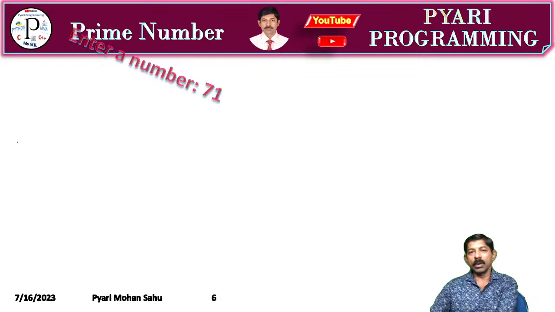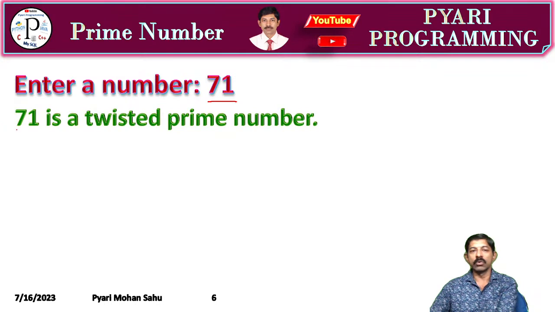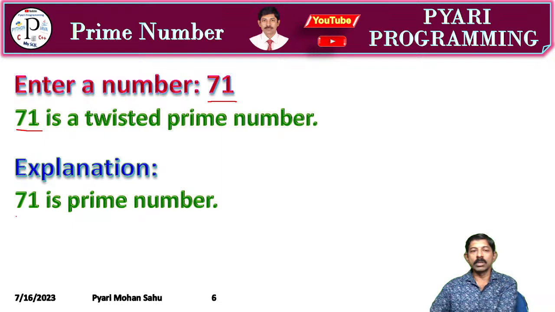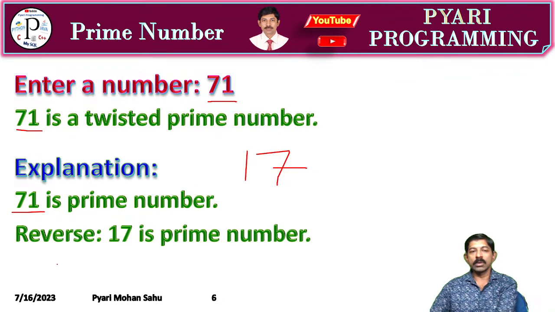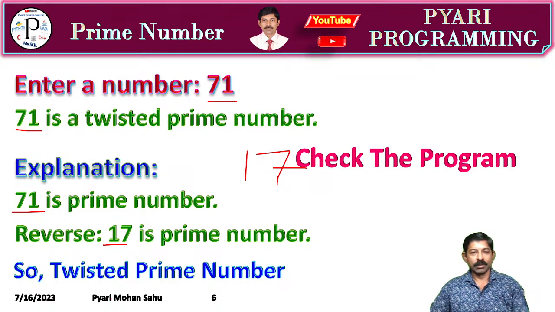The next example, user has entered 71 now. Now here it says that 71 is a twisted prime number. How? Let's see. 71 we know is a prime number. When I'm twisting it, reverse is your 17. Now 17 is also prime number. So reverse 17 is also a prime number. Hence it is a twisted prime number.